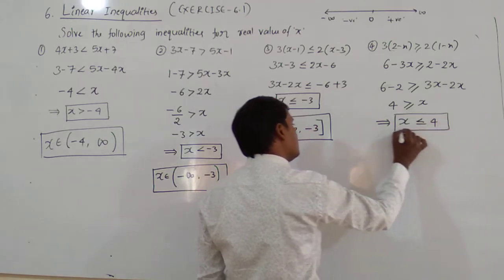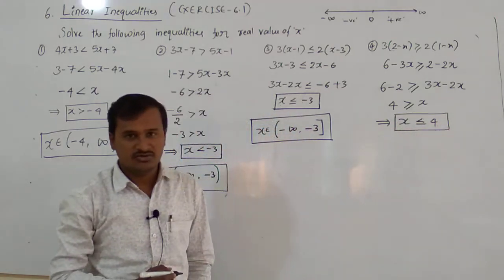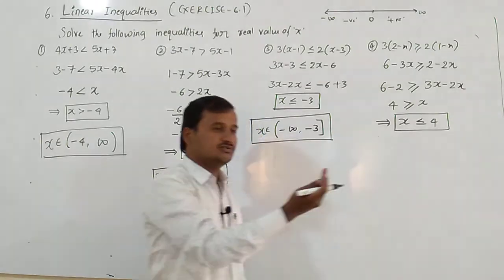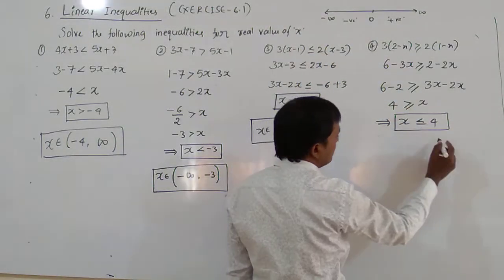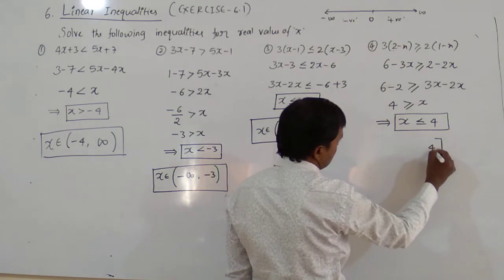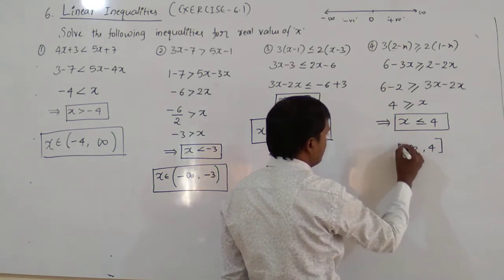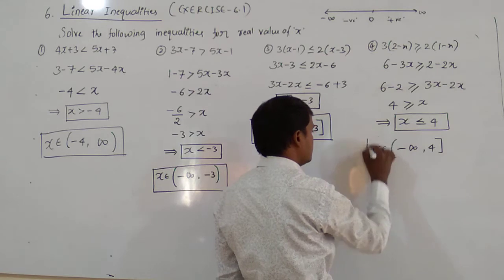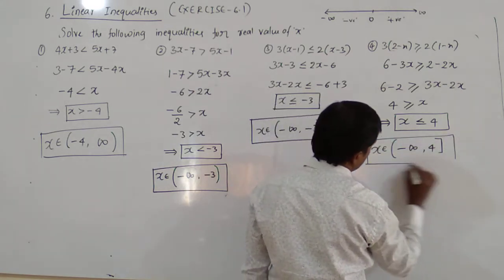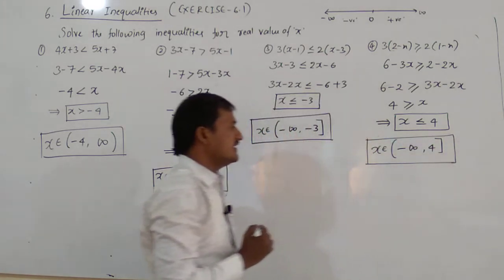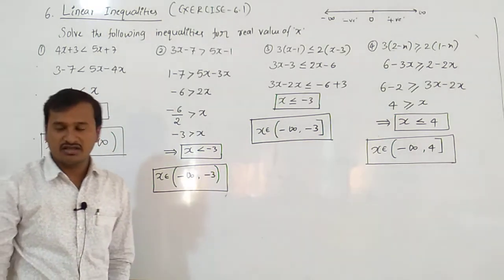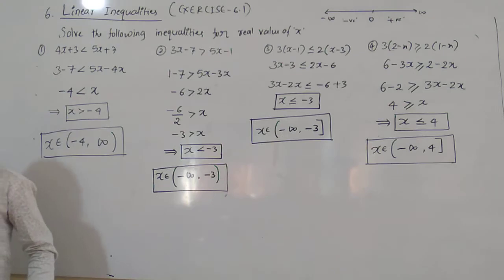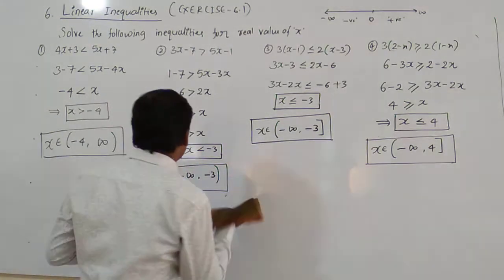What are the real numbers less than or equal to 4? They are 3, 2, 1, 0. Left side of the number line, less than or equal to, here you should use the closed interval up to minus infinity. X belongs to this one, right? So whenever x is a real number, we should write the intervals. Okay, now I will solve some more problems on this exercise.